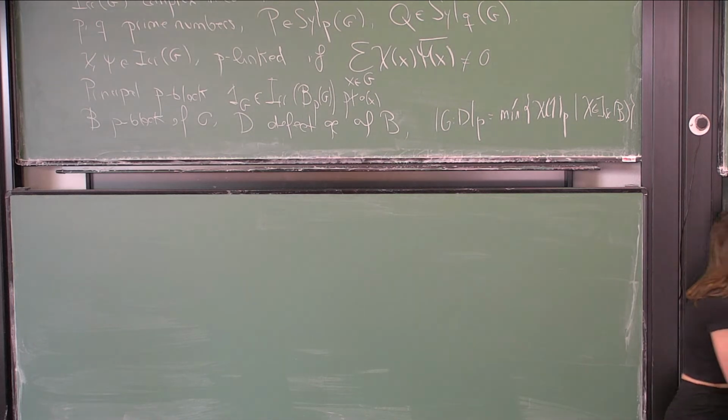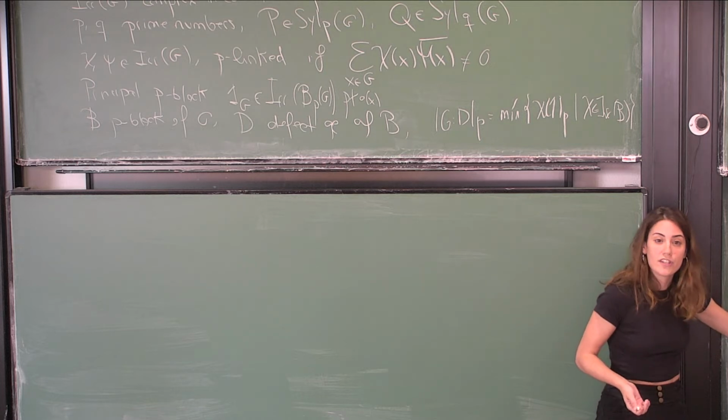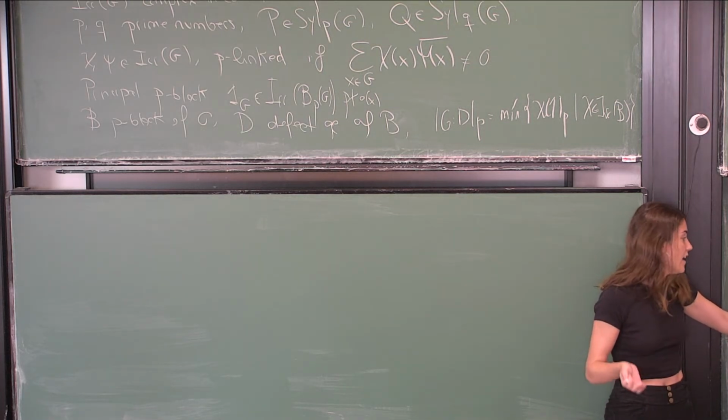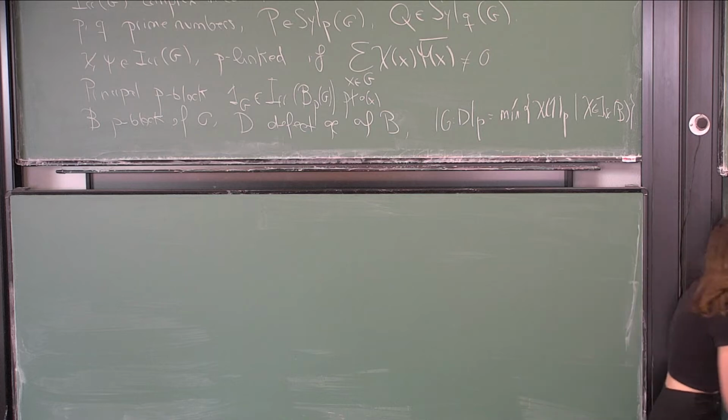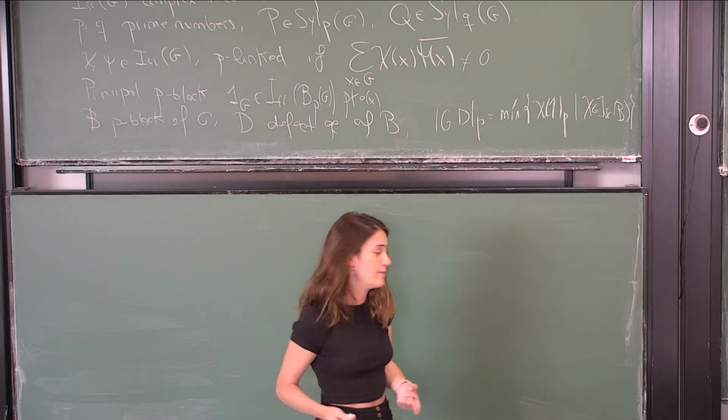I don't want to go into that. Mandy already told us. But one thing that I want to mention is that this is no longer a conjecture, but a theorem in one case, which is the principal block case. So this was proven by Malle and Navarro: Brauer's height zero conjecture for the principal block.